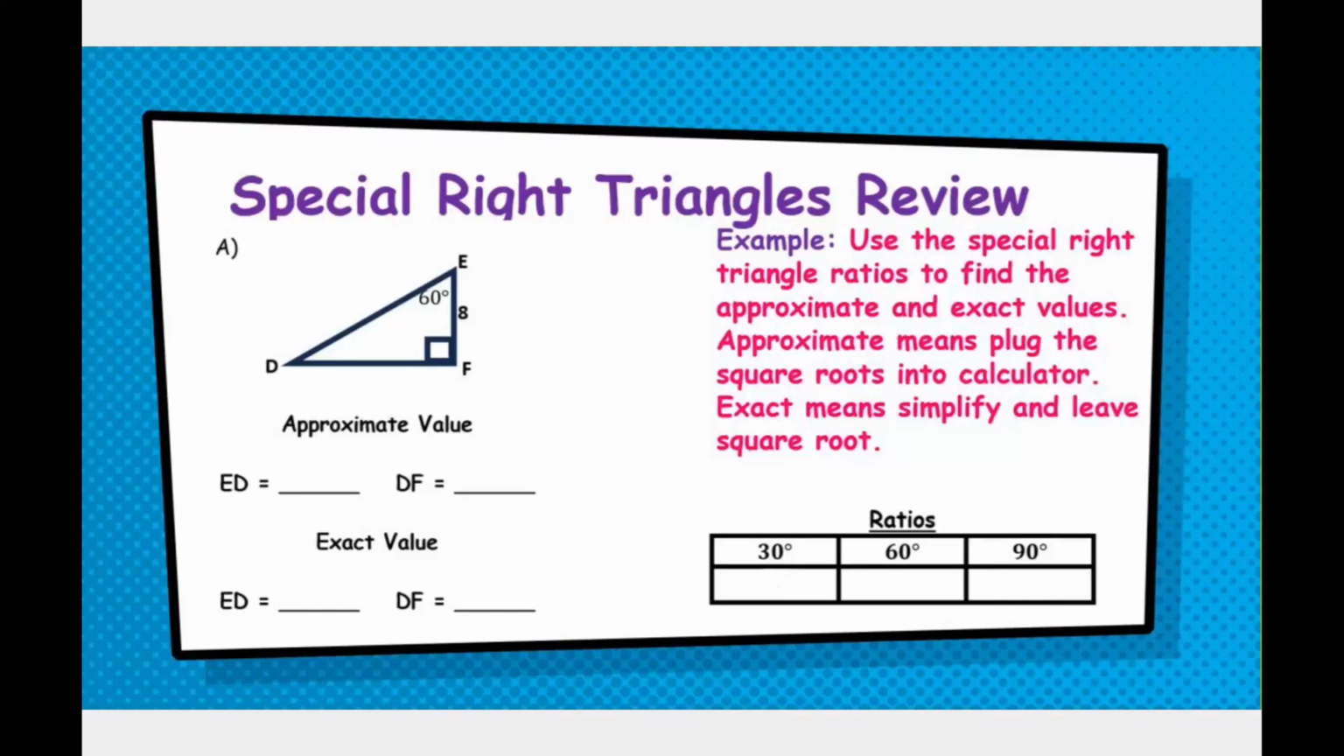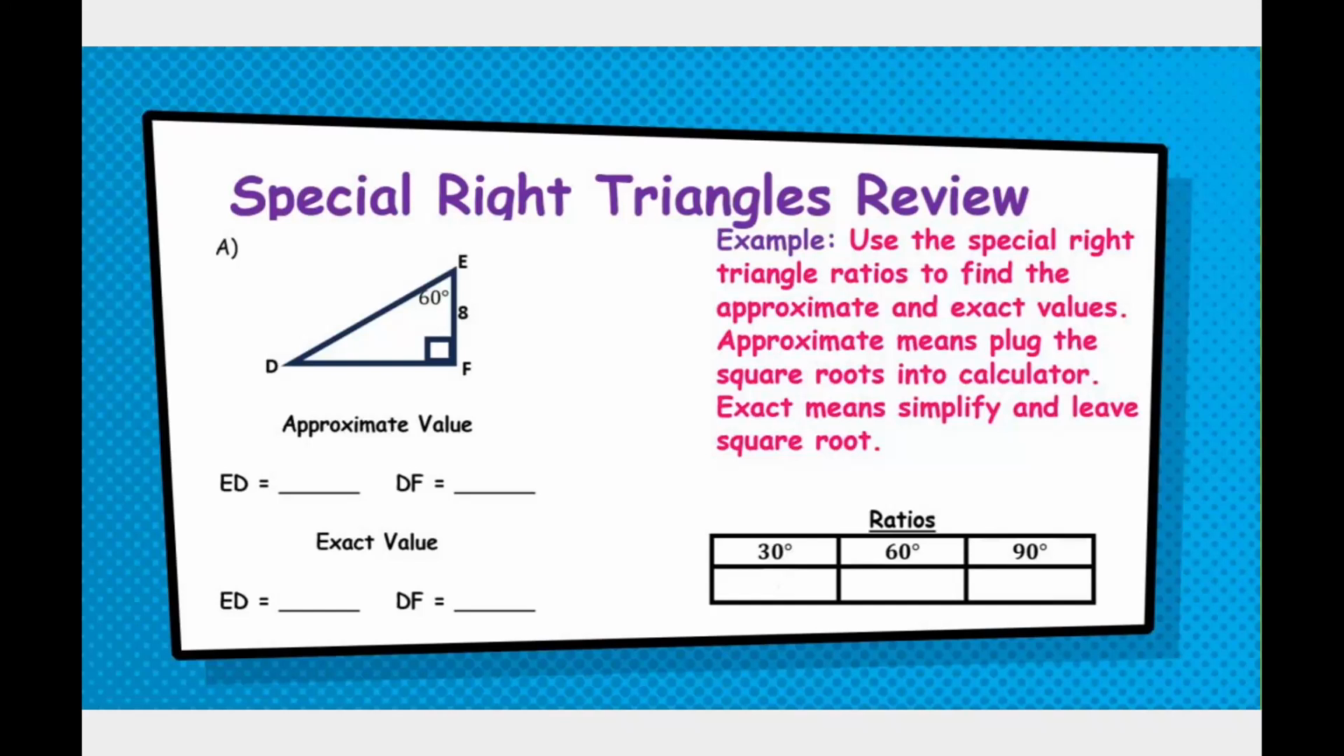We're going to talk about approximate values versus exact values. Basically, since some of our ratios involve the square root, when we have a square root in our answer, we are going to leave it as a square root in simplest form if it's asking for an exact value. The approximate value is if it has a square root, we're going to type it into our calculator just so we can get some context in terms of what the dimensions of that triangle would be.